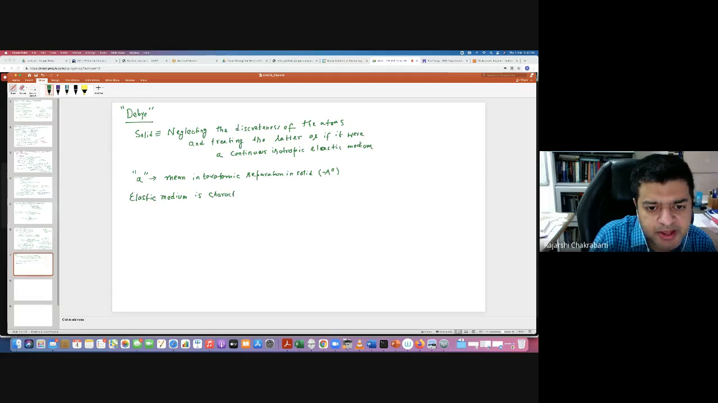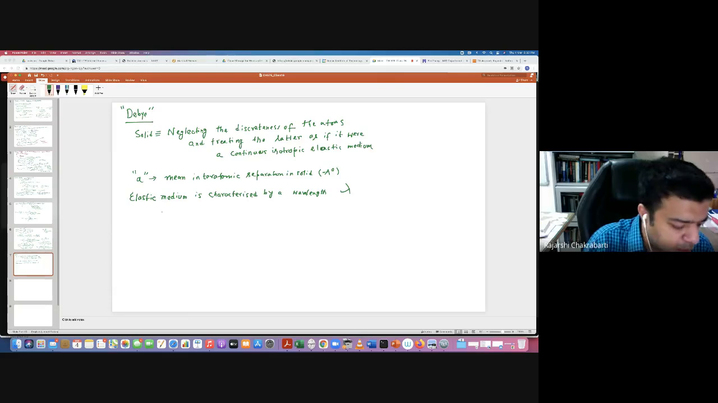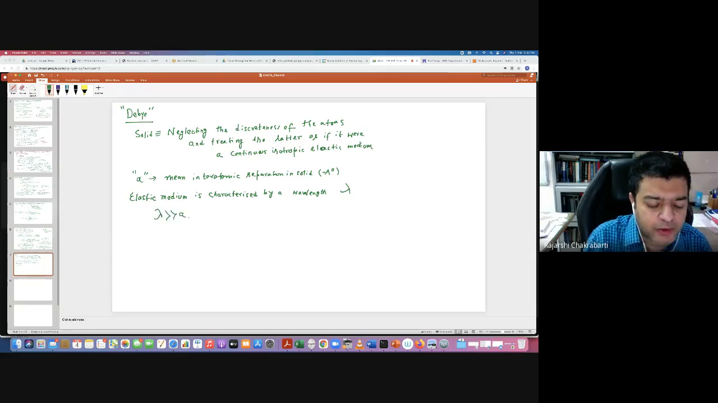It's characterized by a wavelength. What is this wavelength? Lambda. Now, if you have a case where your lambda is much greater than a, what will happen?